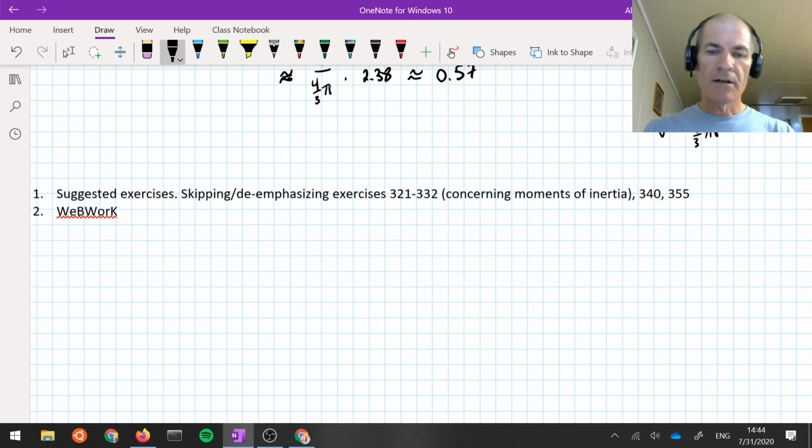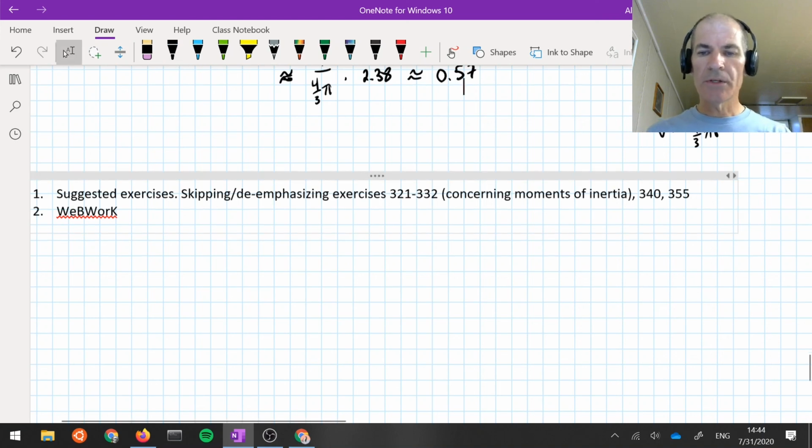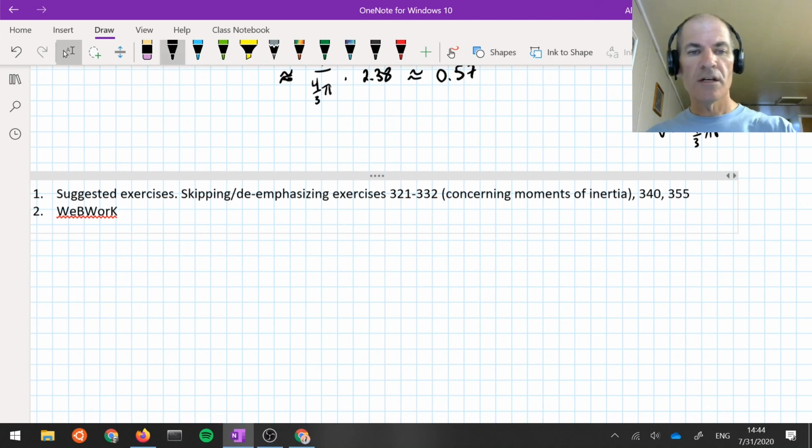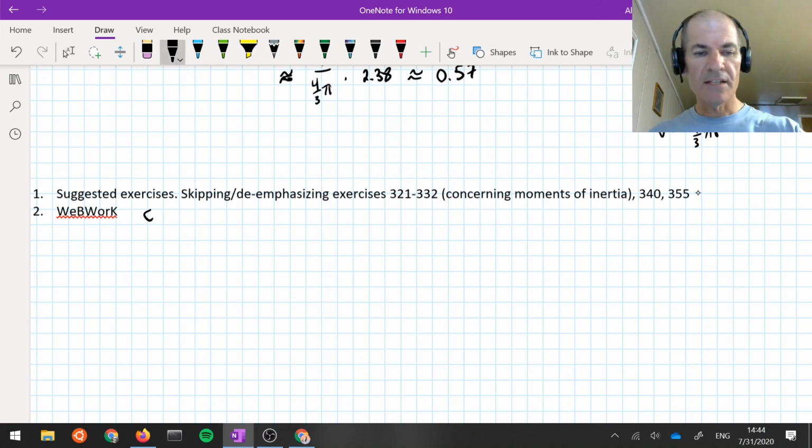Just a reminder, all the exercises are on the table at the end for figuring out this new material, with the exception of 321 through 332, which concern moments of inertia, and I'm de-emphasizing that, and then 340 and 355 for the same reason. They both involve moments of inertia. When you're finished, hop over to WebWork and take the assessment for Chapter 5, Section 6. Good luck and thanks.